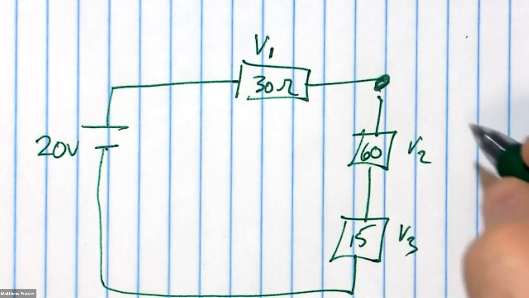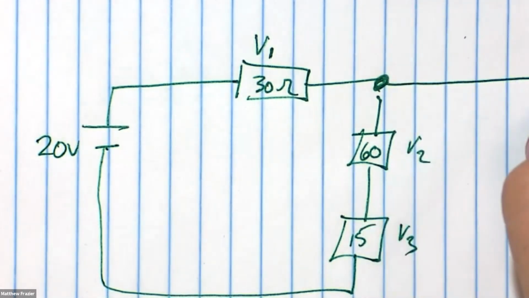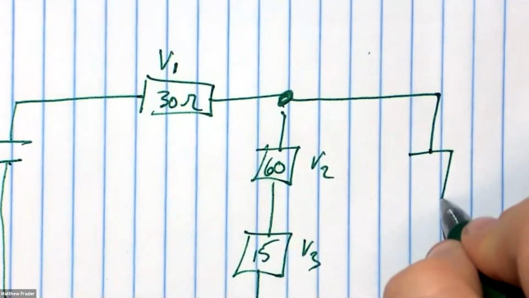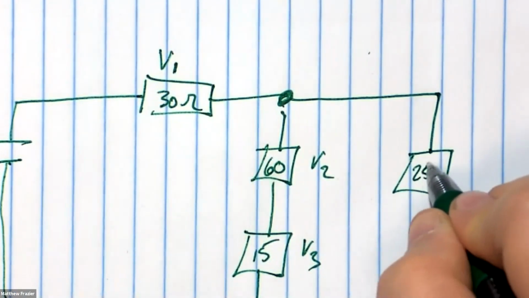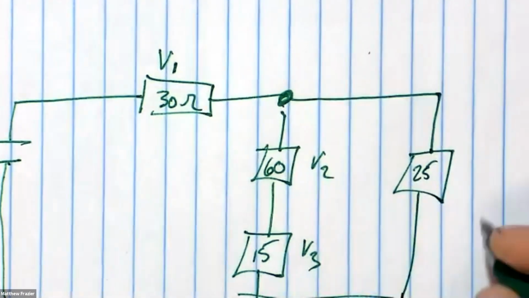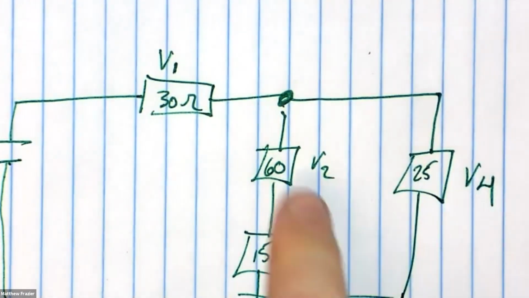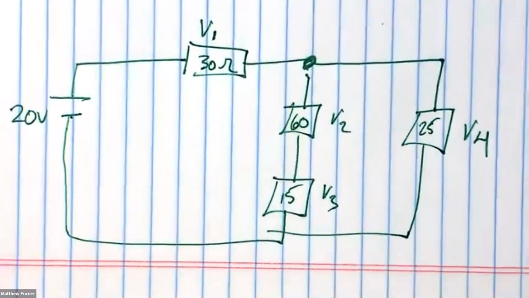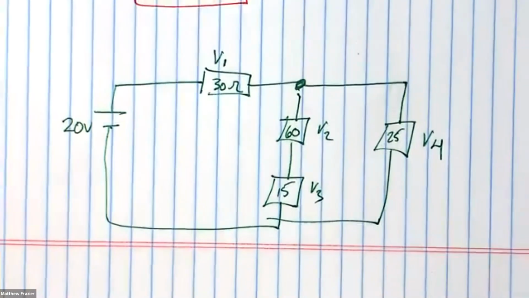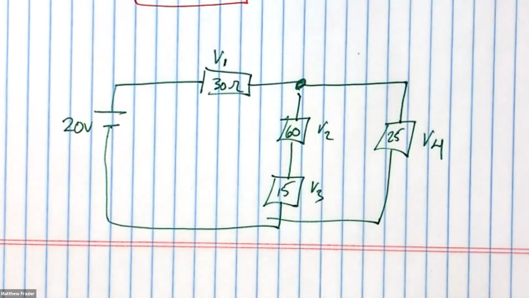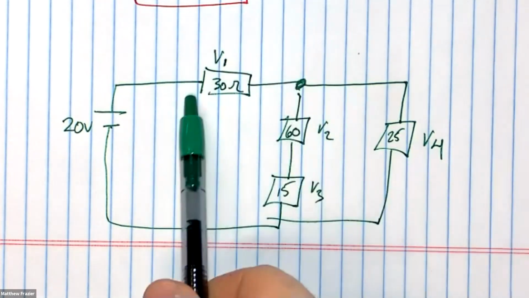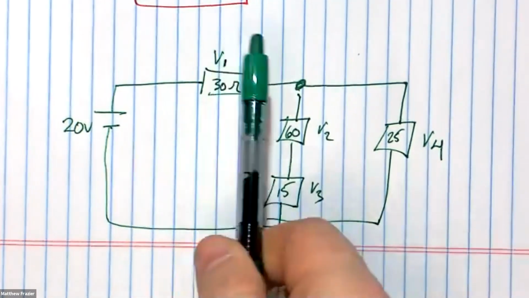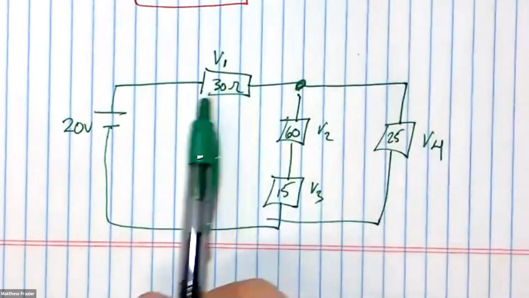Or we can keep the circuit going, right? This is 25 ohms. V1 plus V4 has to add up to 20 volts. Is that still readable? Yeah, that's good, I hope. So we're looking for V1 and V4. That's the simplest thing to do. But however we calculate it, we've got to figure out what is going on here. And we know all the current goes through here.